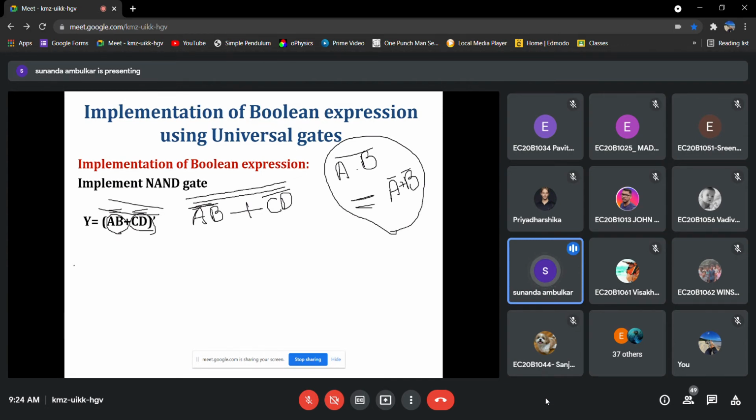Try to simplify in terms of the NAND gate and tell me how many NAND gates are required to implement this AB plus CD whole bar. Four, ma'am. Four? Sure. Try. I got something. Okay.